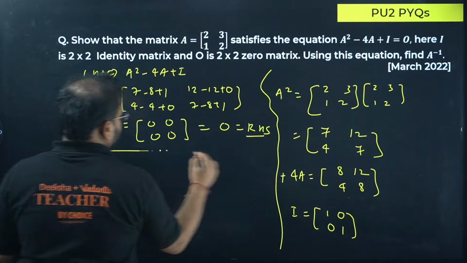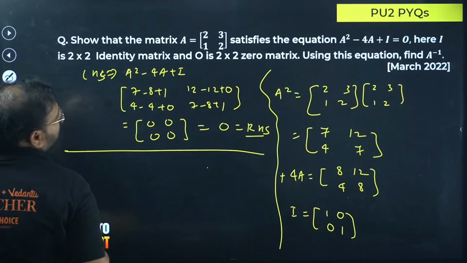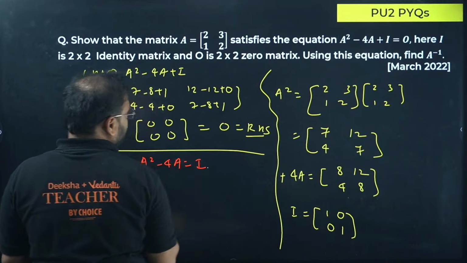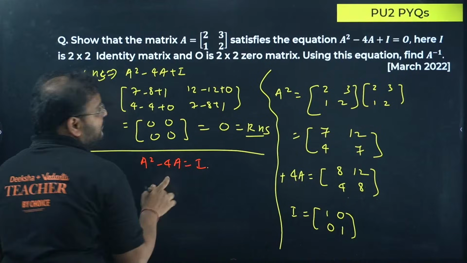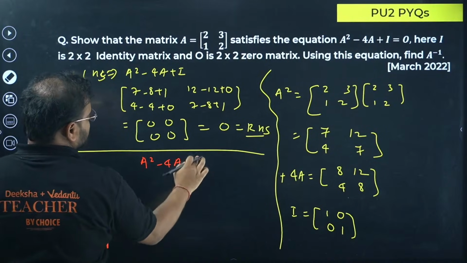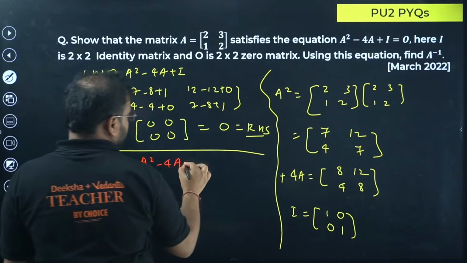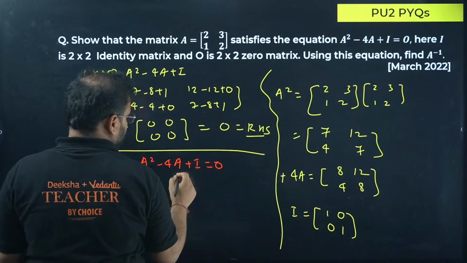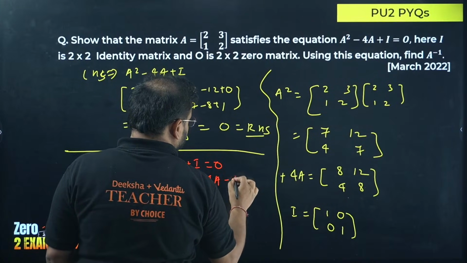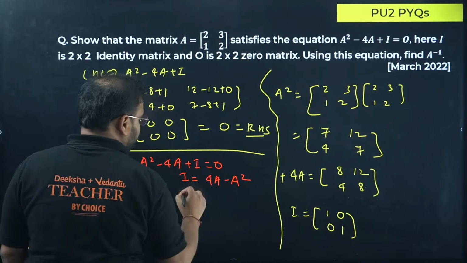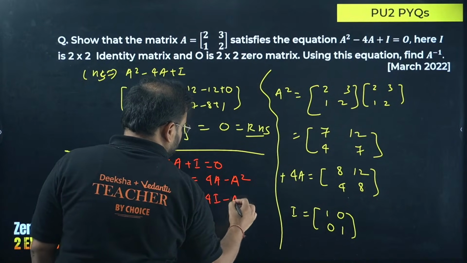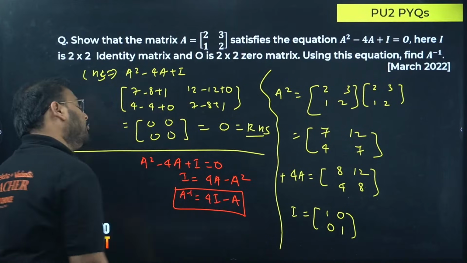For this one, use this approach. We have A square minus 4A equals I. Simply keep the I over here and move everything on this side. So you'll end up with I equals 4A minus A square. Multiply with A inverse everywhere, and you'll end up with A inverse equals 4 into I minus A. Correct?